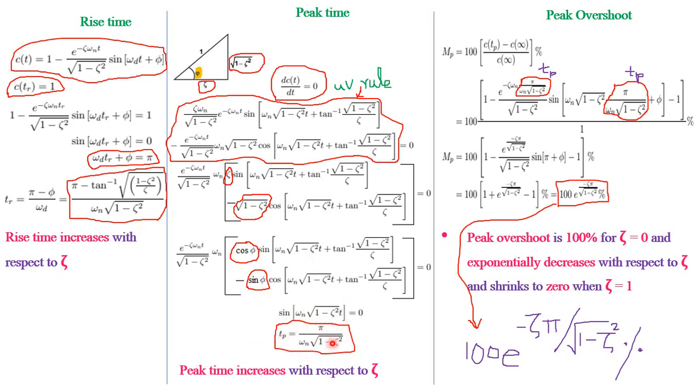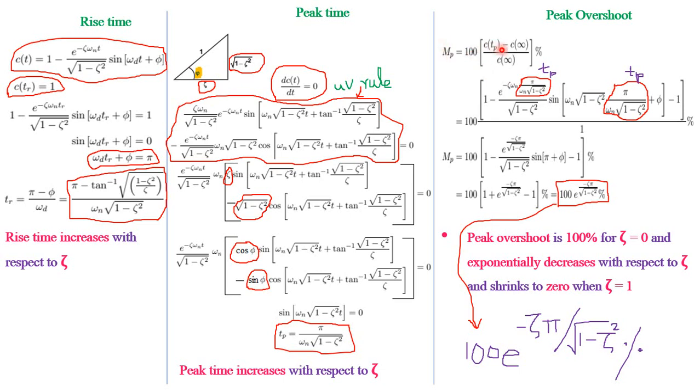So the only difference between this expression and rise time is here pi by omega n root of 1 minus zeta square, whereas there it is pi minus phi in the numerator, that's all. Because of that, rise time is less than the peak time. So peak time also increases with respect to damping ratio. So next we have to find the peak overshoot, that is the fourth time domain specification.